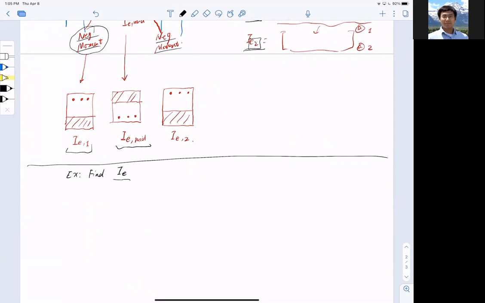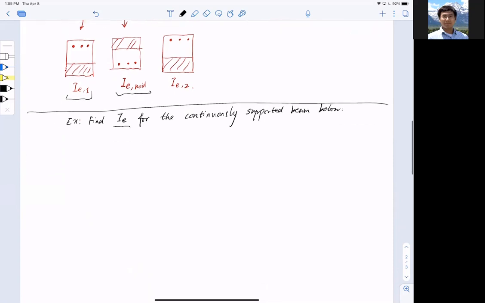Effective moment of inertia for the continuous... oops, sorry, they supported, continuously supported beam below. All right, so which case, right?